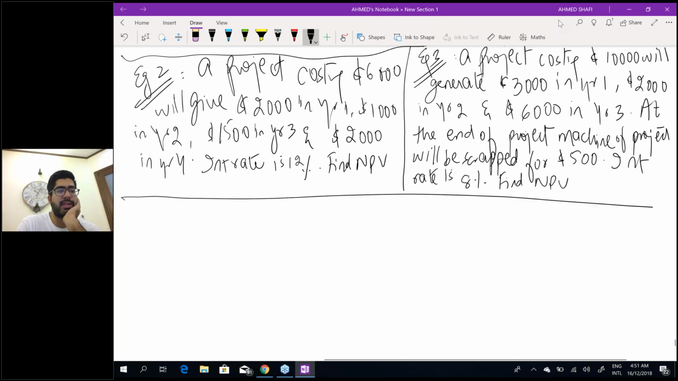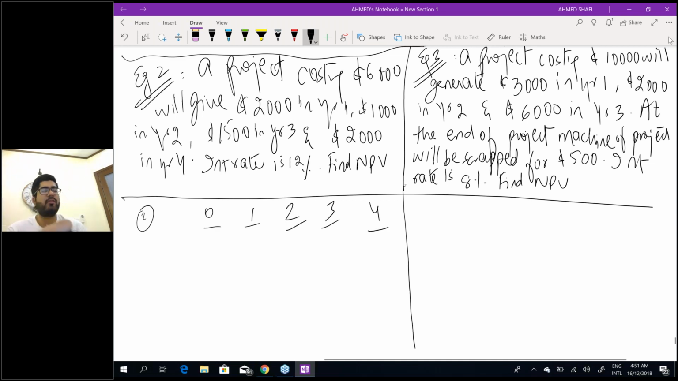Let's see the solution of example number 2. I hope everybody has completed example 2. Project costing 6,000 will give 2,000 in year 1, 1,000 in year 2, 1,500 in year 3, 2,000 in year 4, interest rate 12%, find NPV. You need to make columns. It's a 4-year life. Make 5 columns: 0, 1, 2, 3, 4. Record each and every inflow outflow in rows.